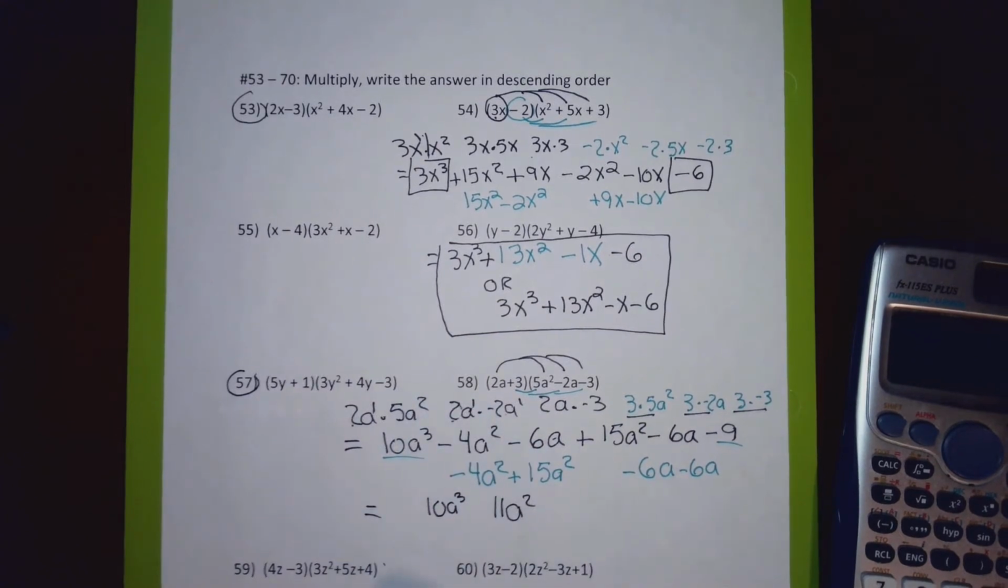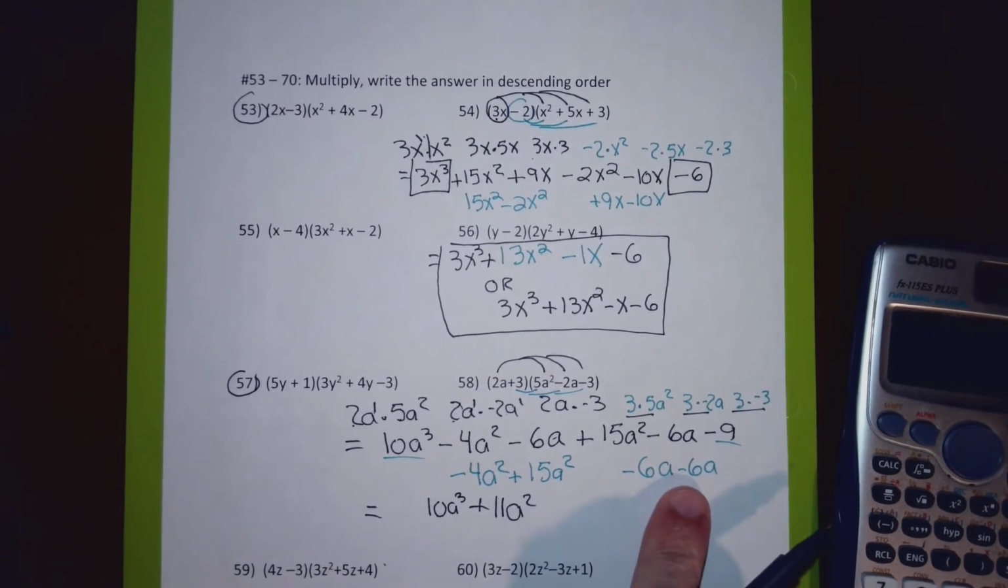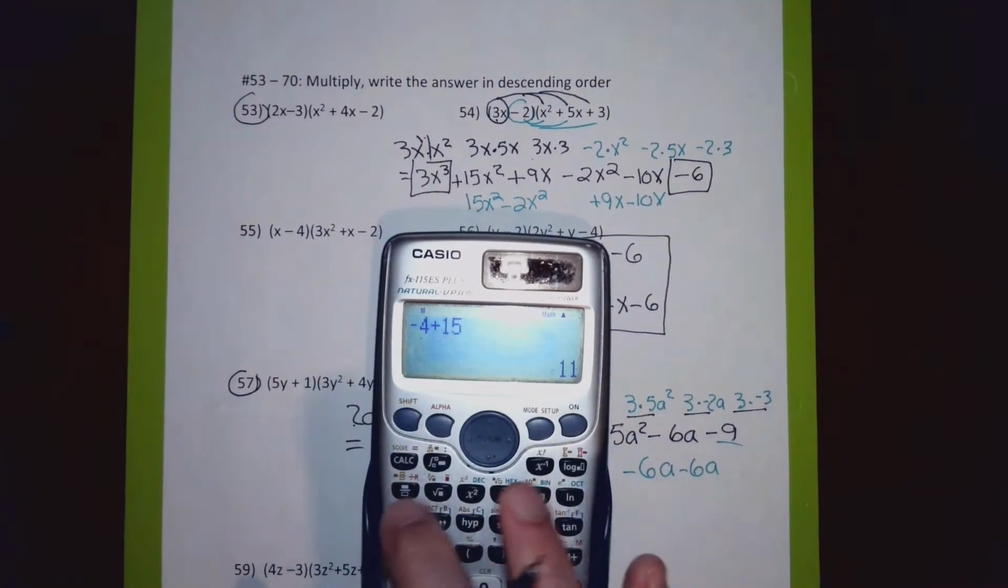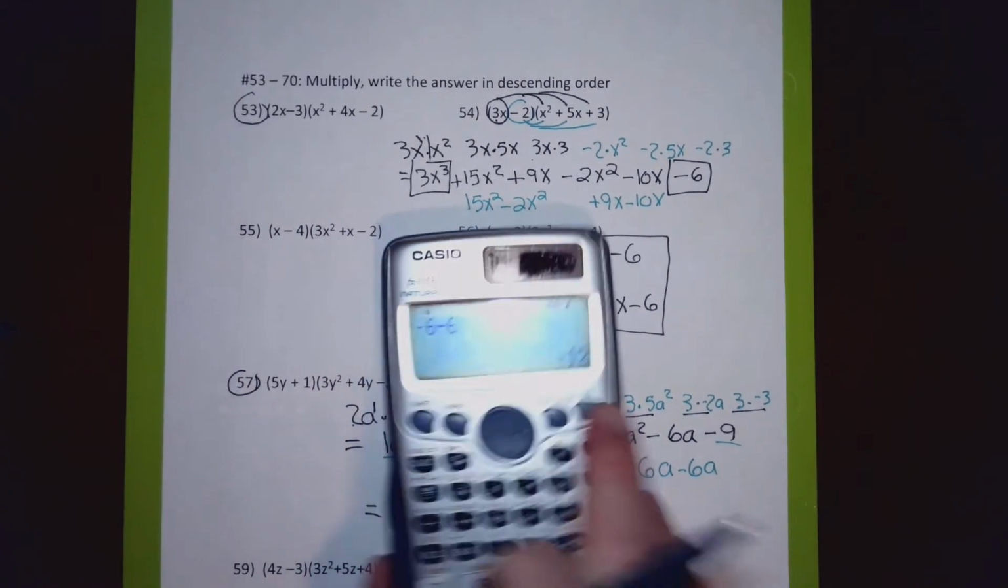And I need signs between, and since this isn't negative, I'm going to put a plus sign between. The next terms, the minus 6a and minus 6a, the next set of like terms, I'm going to do minus 6 minus 6. Those have the same sign, so those are going to add. This will give me minus 12a.